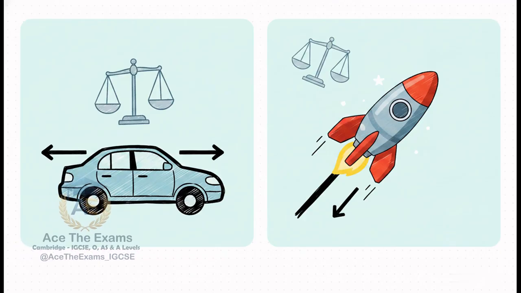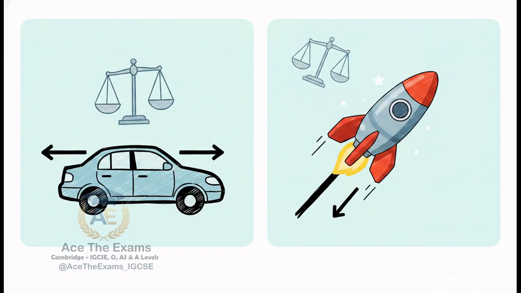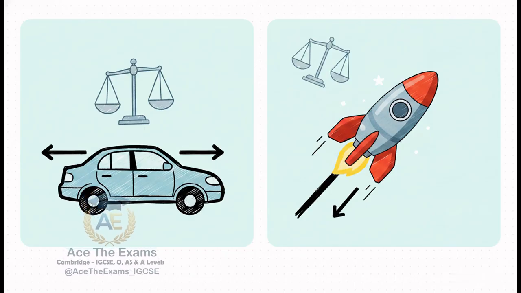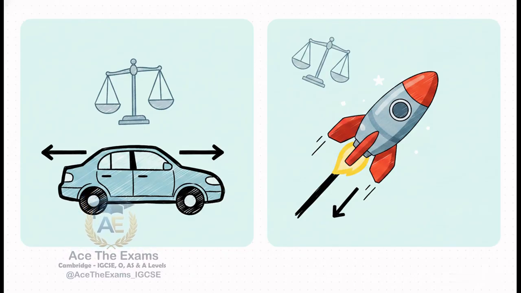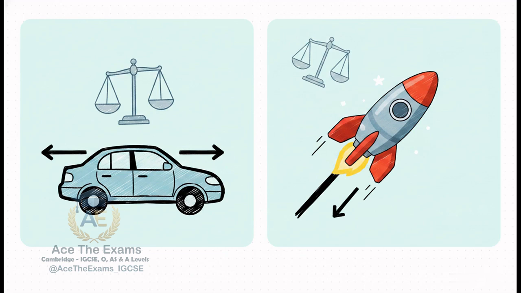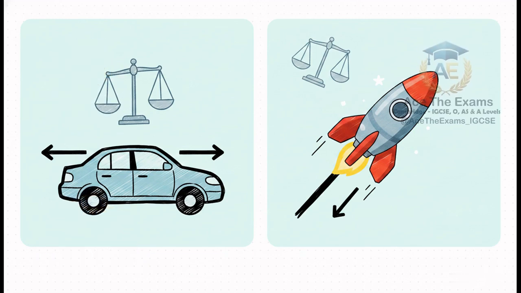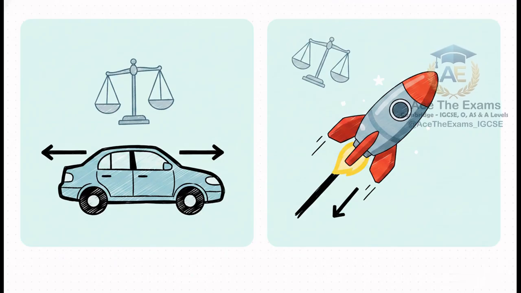Okay, let's put PEEL into practice. If a question asks you to explain the motion of a car with 600 newtons of engine push to the right and 600 newtons air resistance to the left, you don't just guess, you use PEEL. Point: the forces are balanced. Evidence: 600 newtons forward minus 600 newtons backward equals a resultant force of 0. Explanation: because the resultant force is 0, there's absolutely no acceleration. Link: therefore the car continues at a constant speed in a straight line.